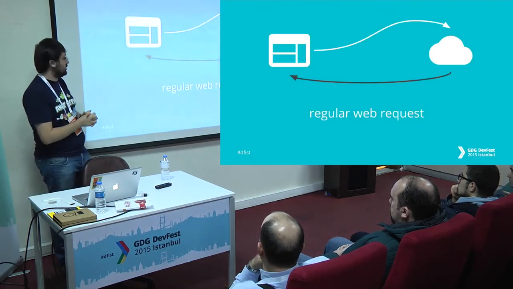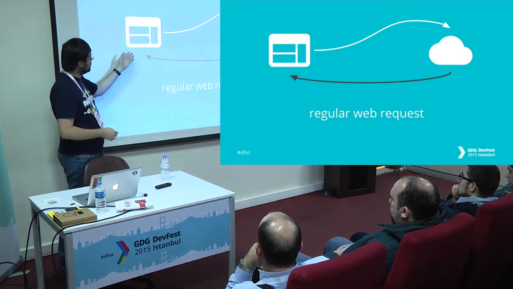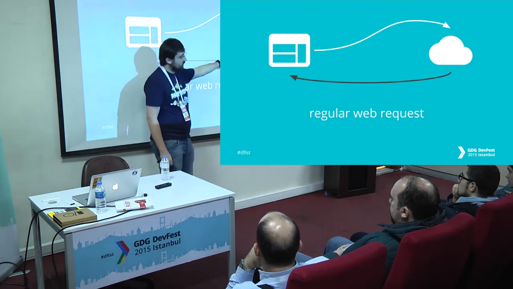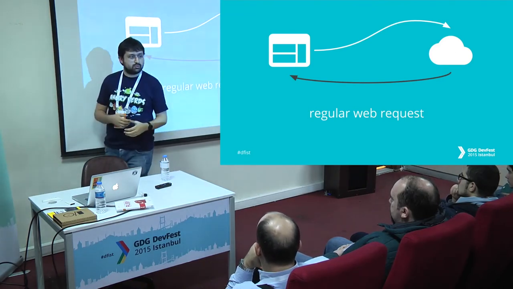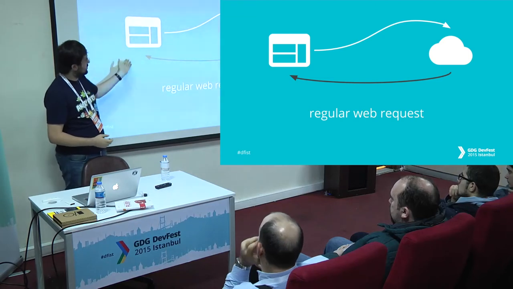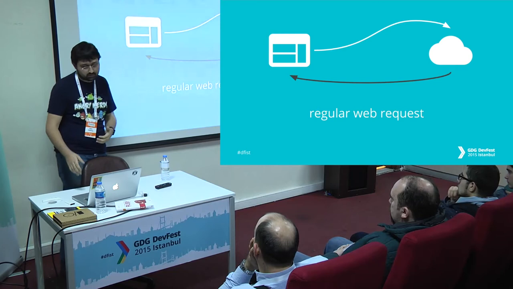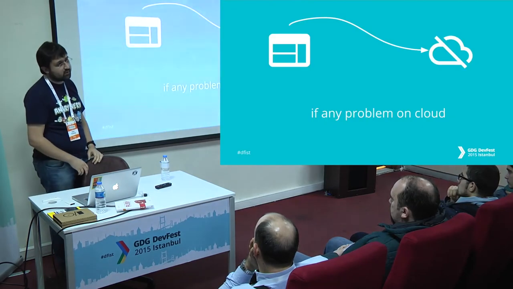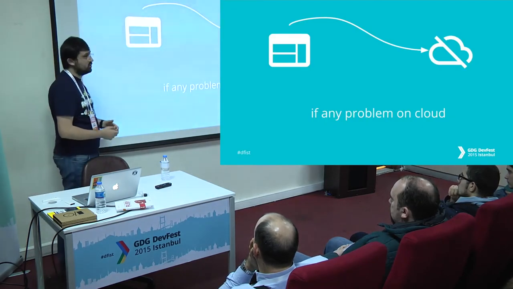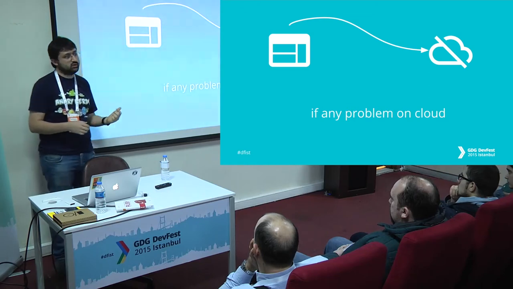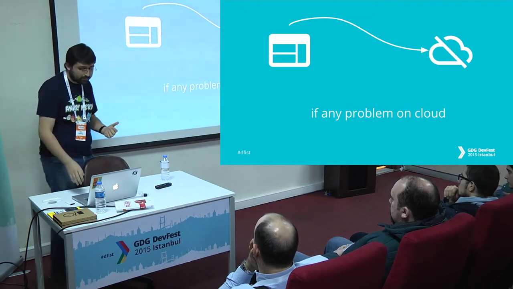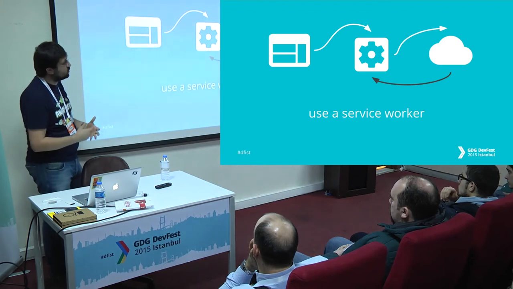This is the regular web request. This is your web page, and this is your server. When you click a button or push something, your web page requests your server, and your server will respond with something. If in any case your server doesn't work or your user cannot reach an internet connection, you will not show anything.